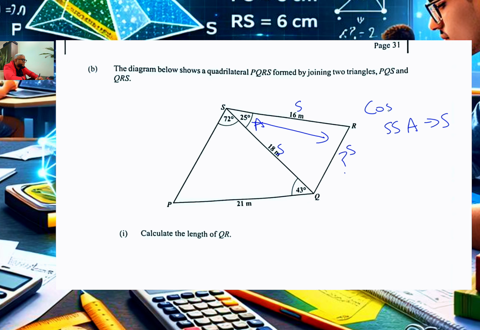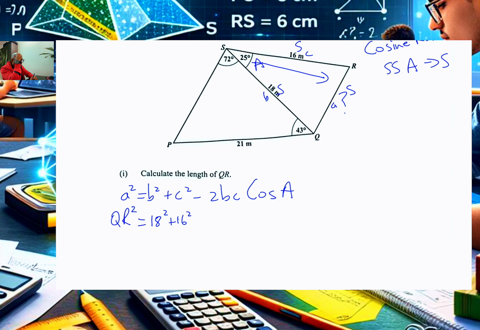What are we using? Cosine rule. Capital A will be the angle. Small a will be the side we're trying to find, right? Small b will be this, small c will be this, right? Minus 2 by 18 by 16 cos of capital A, which is 25, right?